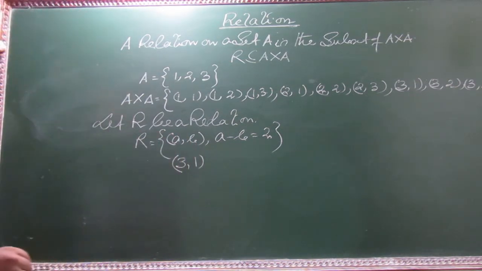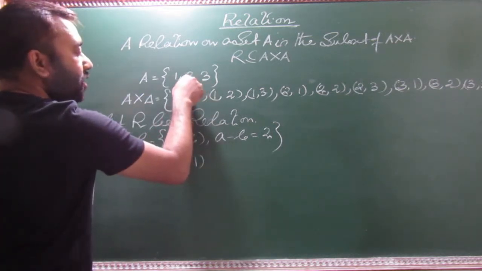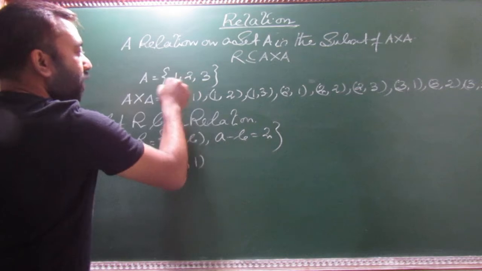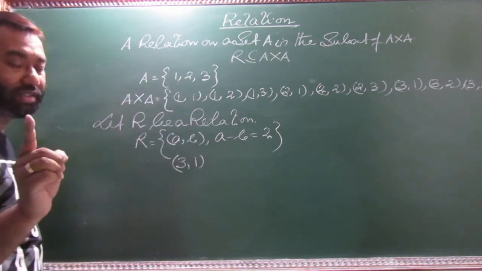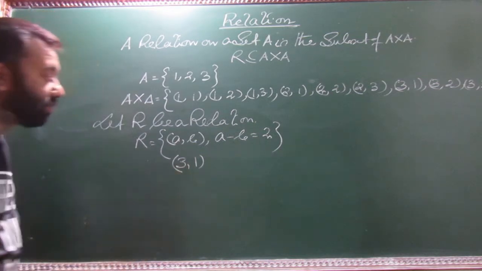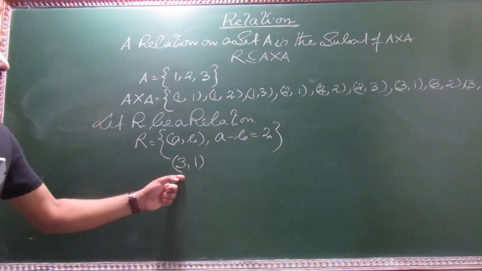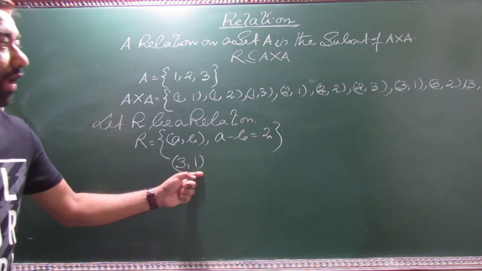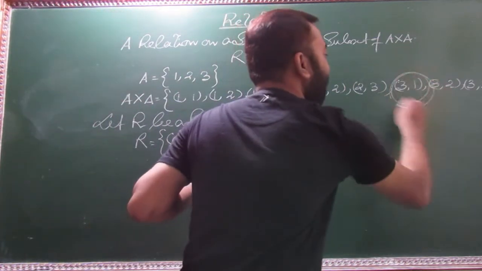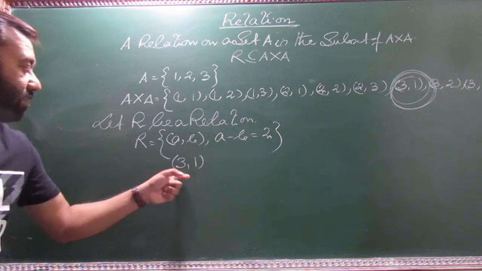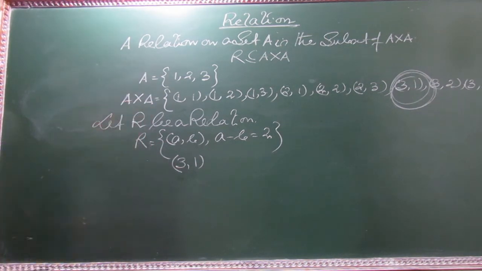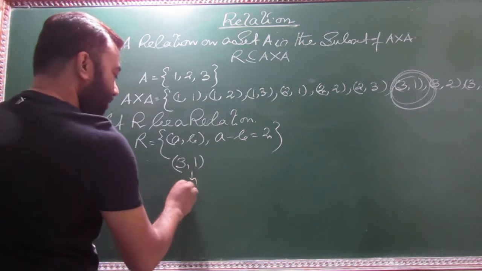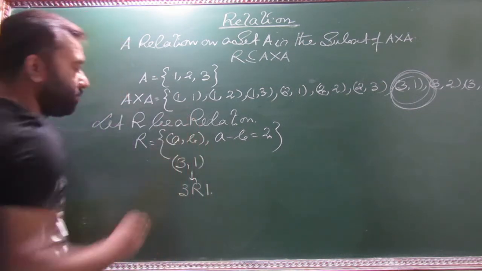After that, (3, 2) is possible? Not possible. (2, 1) is possible? Not possible. (1, 2) is possible? Not possible. So there is only one pair in the relation, (3, 1). And (3, 1) is also in A cross A. That means this relation is a subset of A cross A. So you can write this as 3 is related with 1.